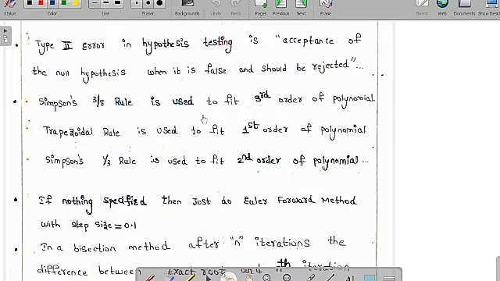Simpson's 3/8 rule is used to fit a third order polynomial. I have already told you this. The trapezoidal rule is used to fit the first order polynomial, whereas Simpson's 1/3 rule is used to fit the second order polynomial. These things I have already told you. So the trapezoidal rule is used for the first order polynomial, Simpson's 1/3 rule gives the exact value for the second order polynomial, whereas Simpson's 3/8 rule is fit for the third order polynomial.